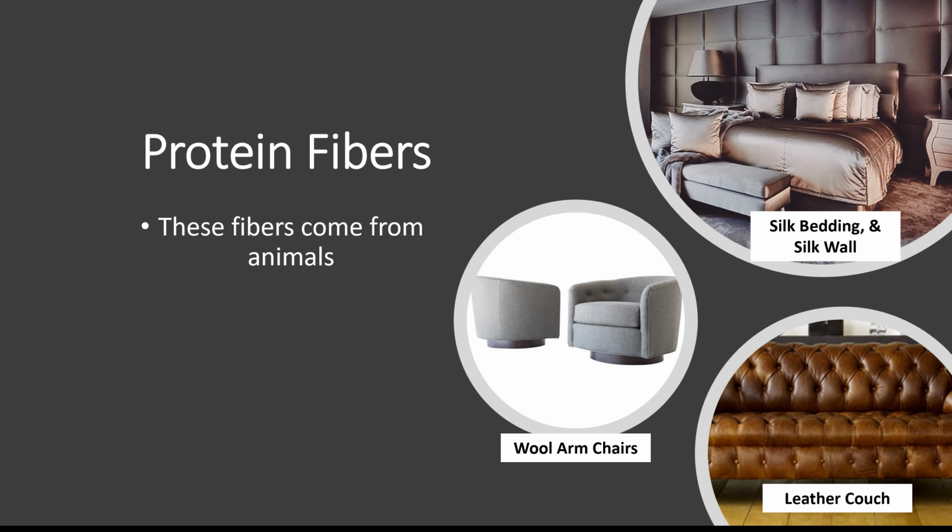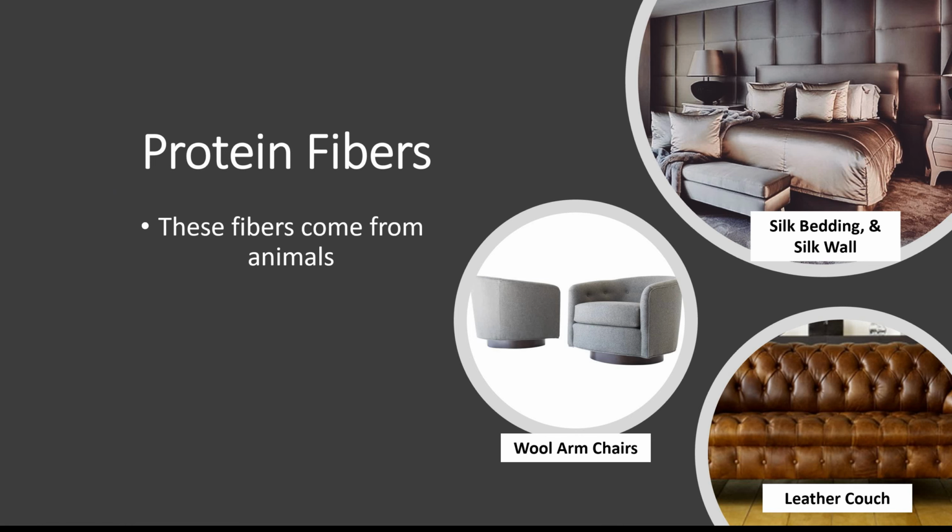The same thing when it comes to fibers. If it's a protein fiber, it means it came from an animal. So some examples I showed in this PowerPoint would be like silk bedding and a silk wall if you want to be that extra. Also wool armchairs, leather couches, those all came from animals. Now remember, if you are against the killing of animals to provide fibers, you can buy faux fur and faux leather, FYI, just so you are aware, but it is less durable.